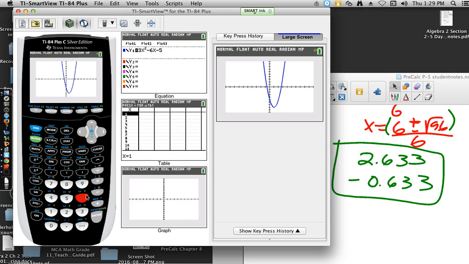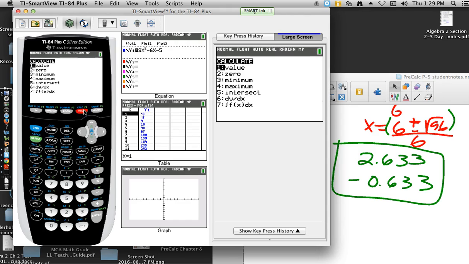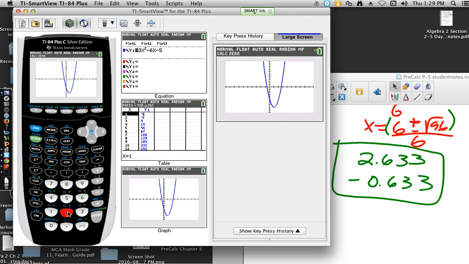And then use our cursor, blinky here, on second trace. And this time we're going after the zeros. We want to see where it crosses the x-axis. So we could hit left, right, enter through guess, and it's the exact same answer that we had.